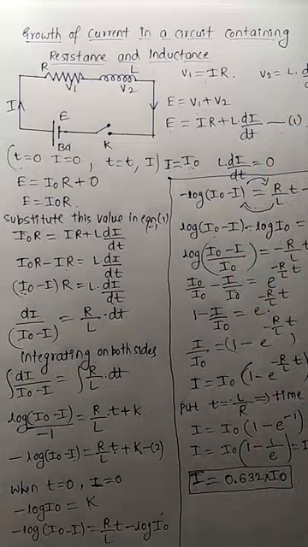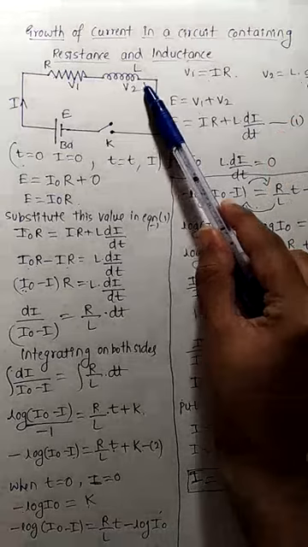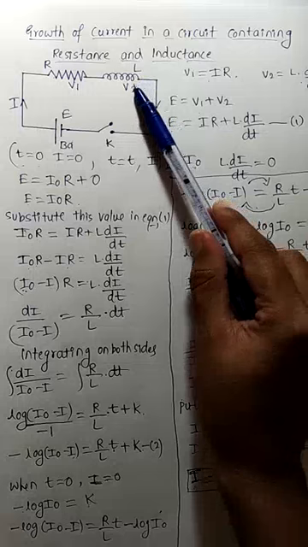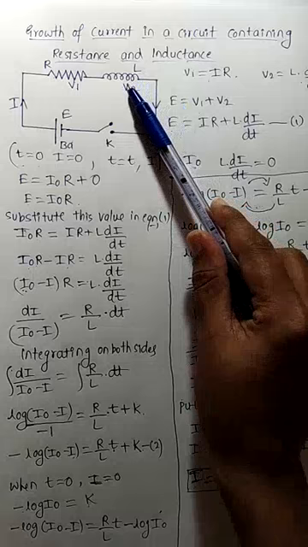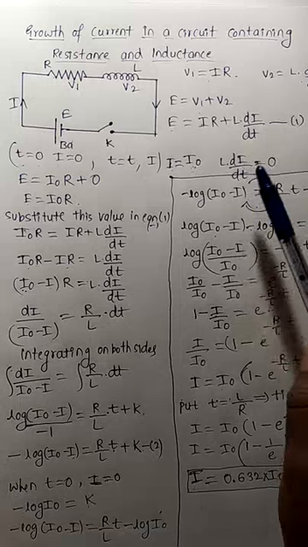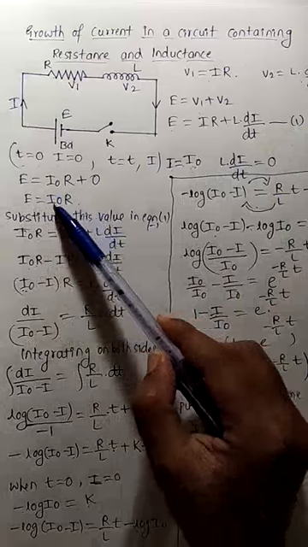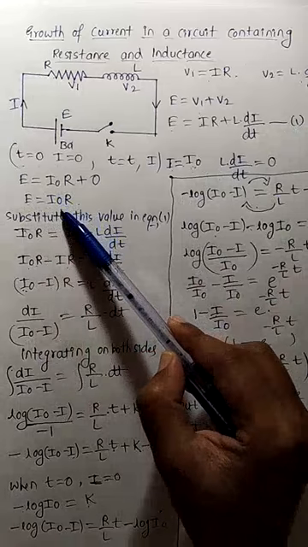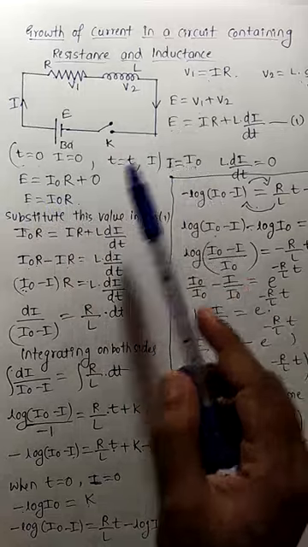Now as we saw, when current becomes constant, at that time it will not oppose the change of the current. When current becomes constant, there is no opposition from the inductor. So L into di by dt is equal to 0, we got. So substituting these values in equation 1, we got E is equal to I naught into R. So again substituting this E value, that is I naught into R, in equation number 1, we got the equation.